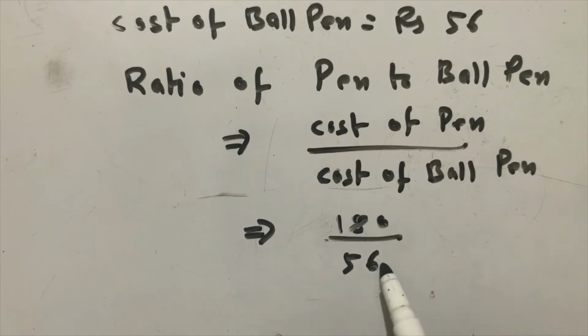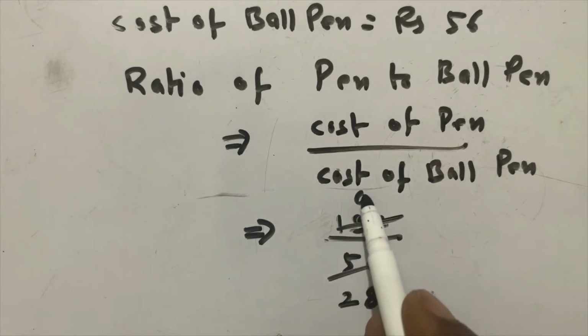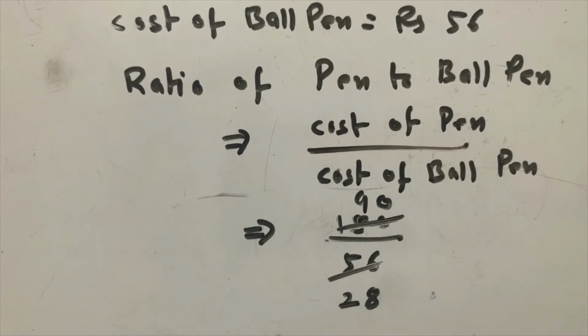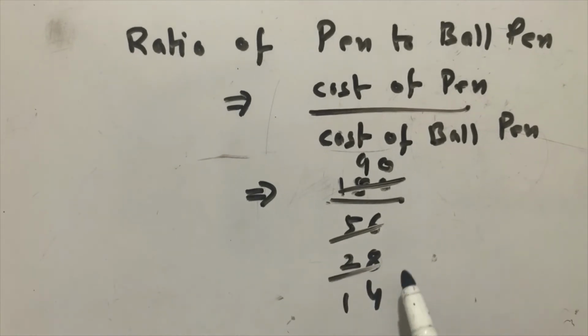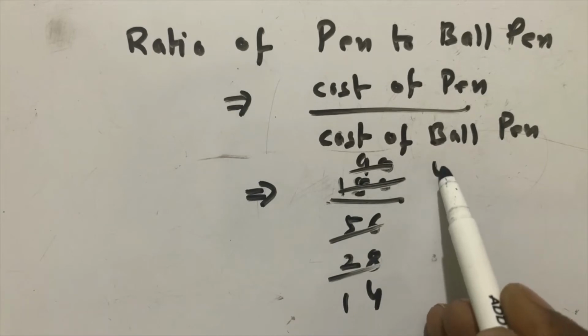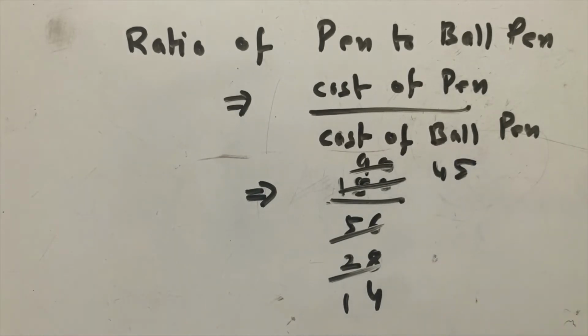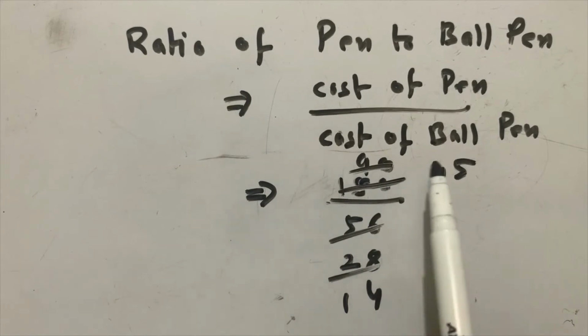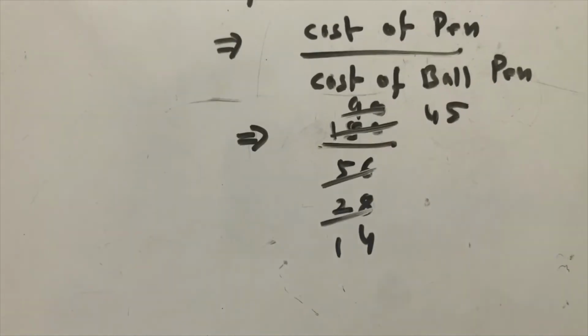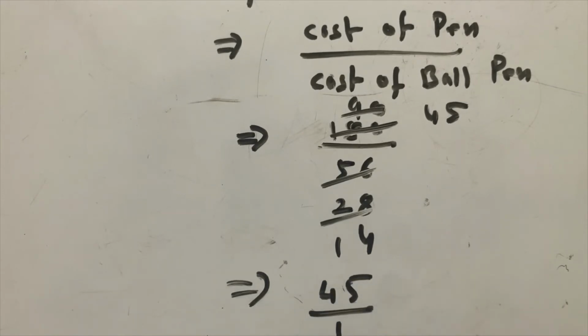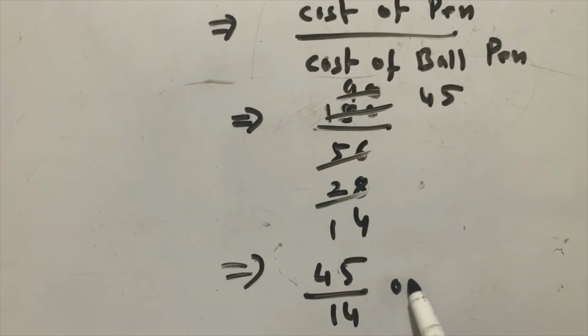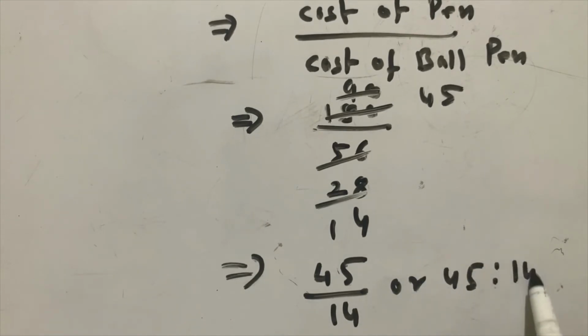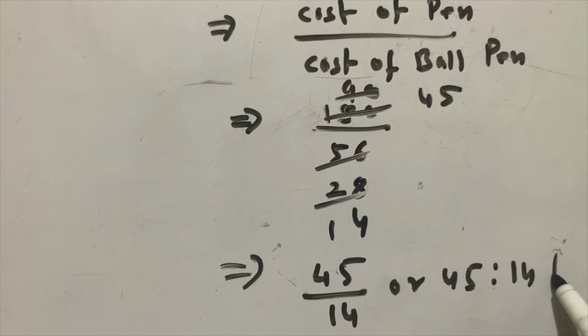Now we will read the table of 2. 2 4s are 8, 2 8s are 16, 2 9s are 18, 0. Further we will read the table of 2. 2 1s are 2, 2 4s are 8, 2 5s are 10. Now we got the ratio 45 upon 14, or 45 is to 14. We got the answer.